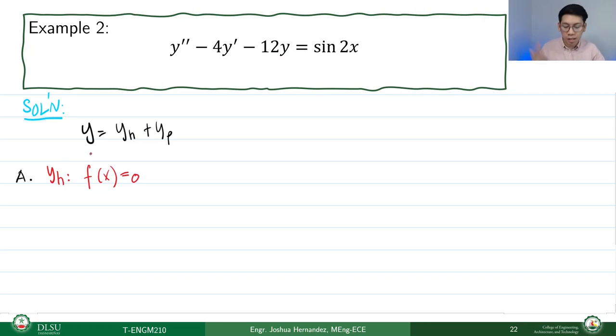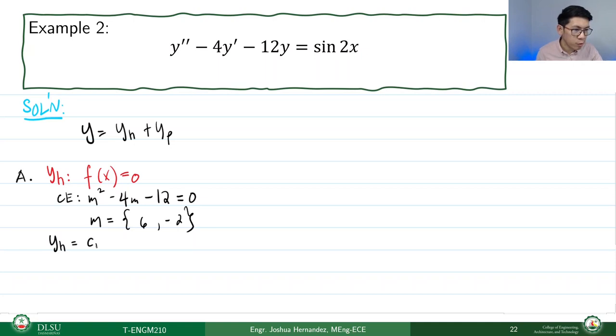Now, when f of x is 0, just like in our previous example, we'll have a characteristic equation of m squared minus 4m minus 12 equals 0. And we know this already, that m is 6 and negative 2 from our previous problem. That is why our homogeneous solution is C sub 1 e raised to 6x plus C sub 2 e raised to negative 2x, right? And so, our concern now would be in computing YP. And yp is simply when f of x equals sine 2x.